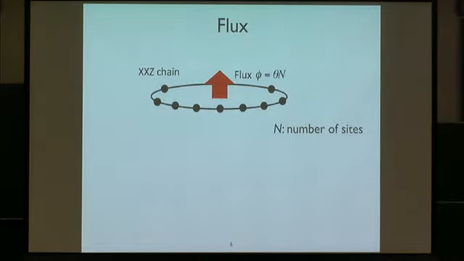I just introduced the vector potential. If you impose a periodic boundary condition, then this phase theta at each link corresponds to some magnetic flux piercing through this link. So the total flux inside this ring is given by theta times N, where N is the number of sites, if you consider a finite size system.